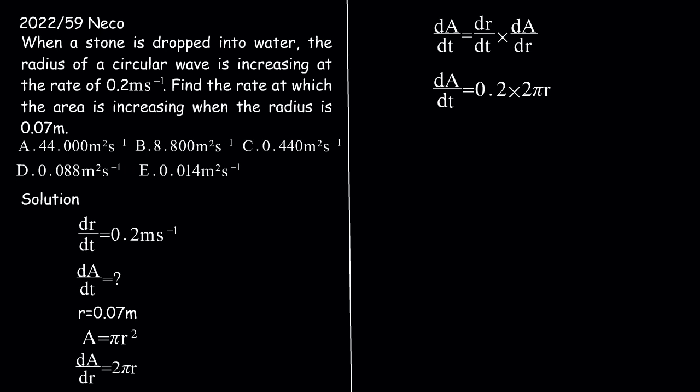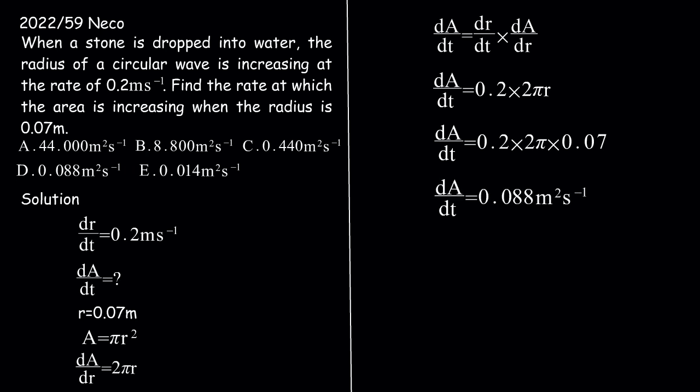At this point, we are going to be substituting r for 0.07 meter as we are told in the question. So doing so, dA/dt will be equal to 0.2 times 2 pi times 0.07, and multiplying them, dA/dt will be equal to 0.088 meter squared per second, and the correct option is D.